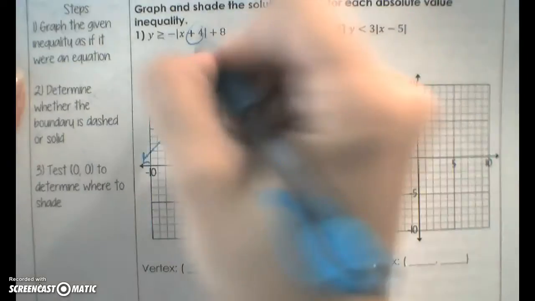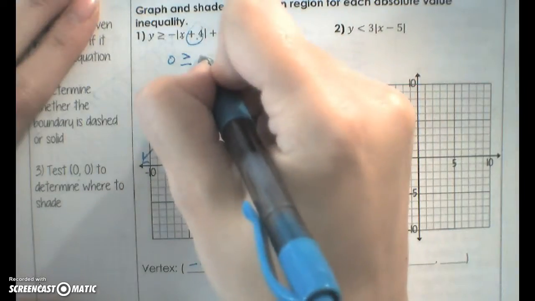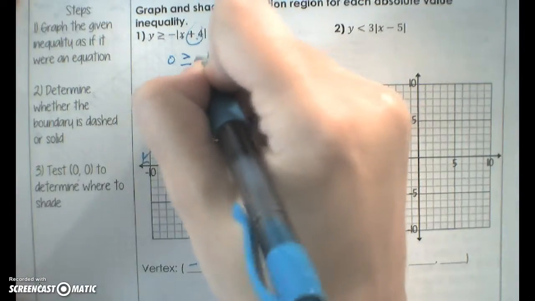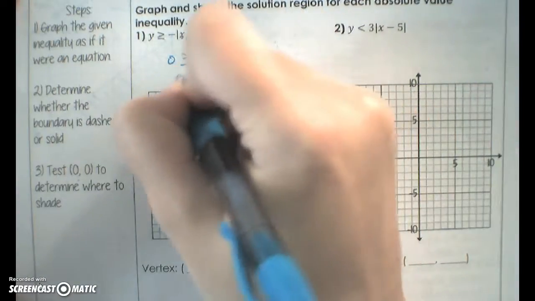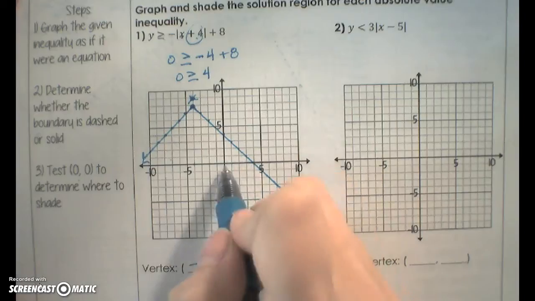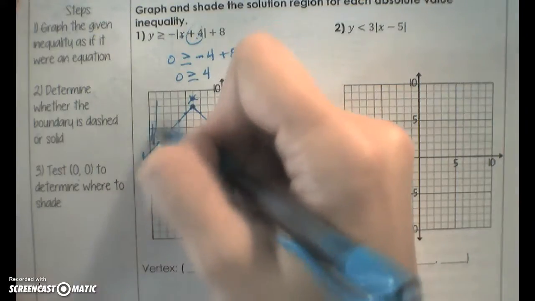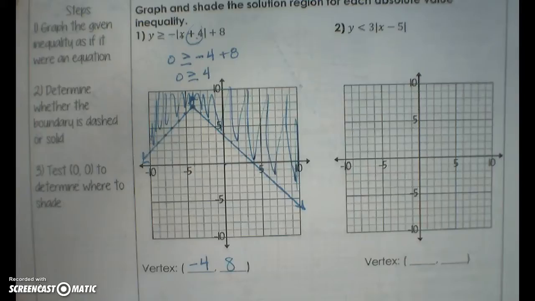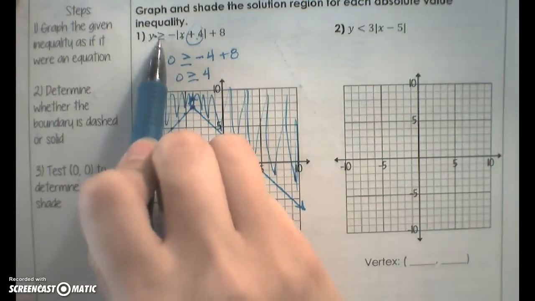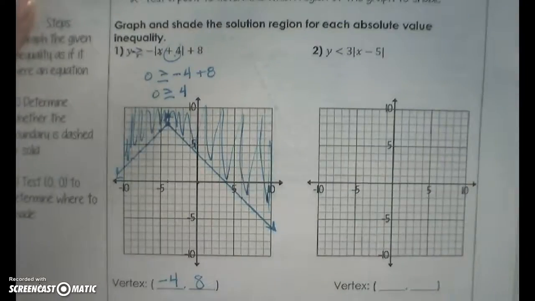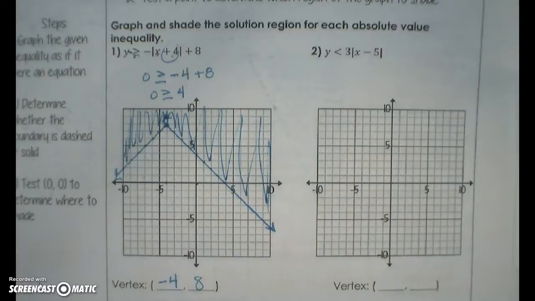So 0, 0 would be 0 greater than or equal to, well, that would be 4. So if I plugged in 0 there, absolute value of 4 is 4 with a negative out front plus 8. So is 0 greater than or equal to 4? No. So that would mean this is not a solution. So we want to be shading everything that's not near 0, 0. That should be everything above. And since y is greater than, that would make sense. We're greater than above our V. All right, try number 2, that last one on your own, and check when you're ready.